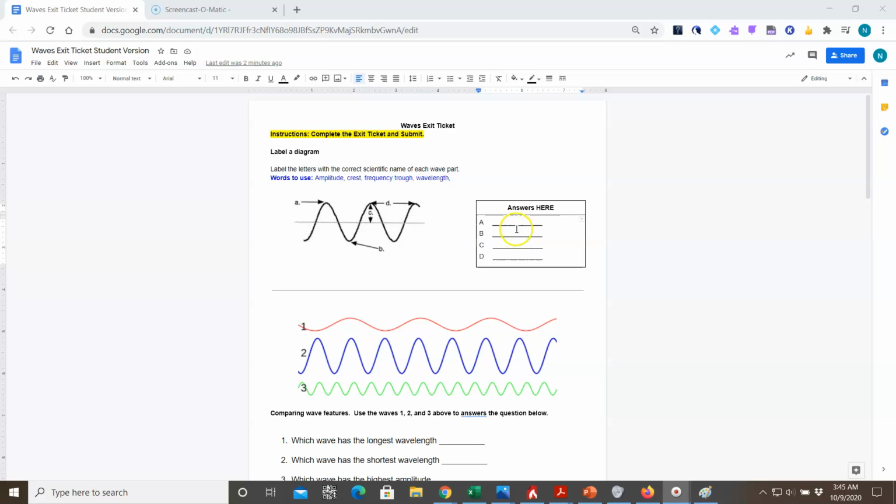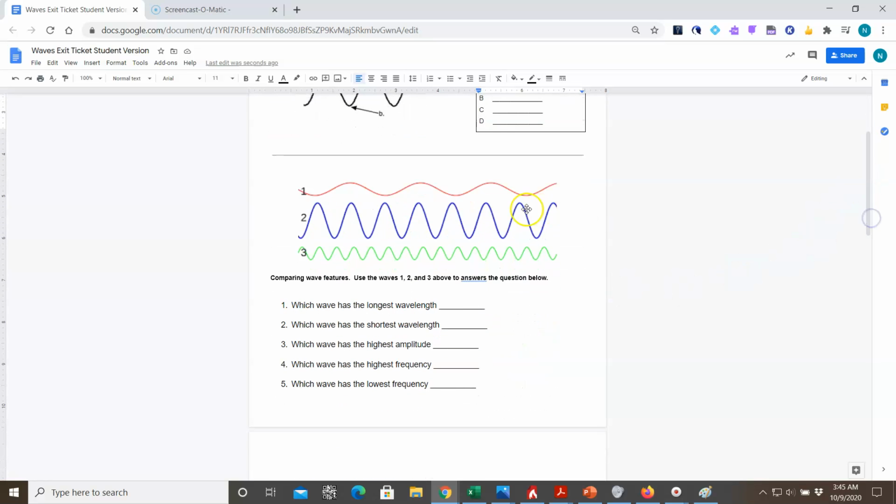What you're going to do in the space here is write down what each of these arrows is indicating. For example, A is pointing to the top. Is that the amplitude, crest, frequency, trough, or wavelength? If you think the answer is trough, you would put trough here. If you think it's wavelength, you put wavelength here. So let's say I think the answer is frequency. I'm not saying it is. That's not the correct answer. I would write that there. Okay? So that's what you're doing in the first section.